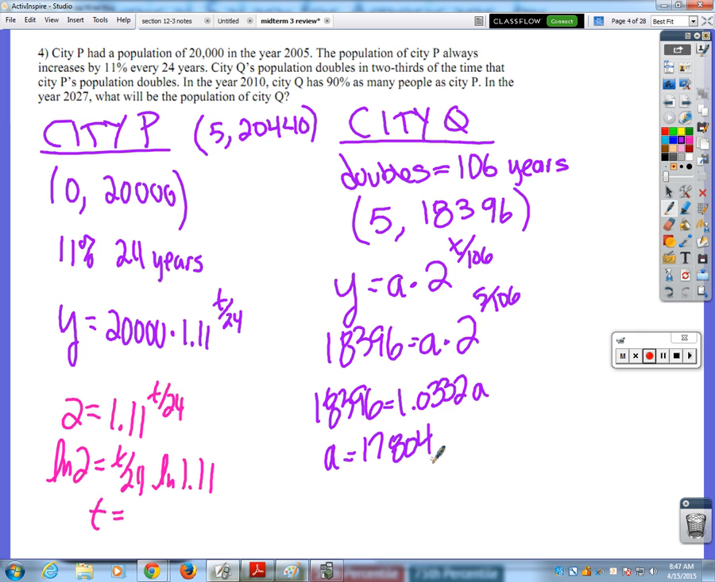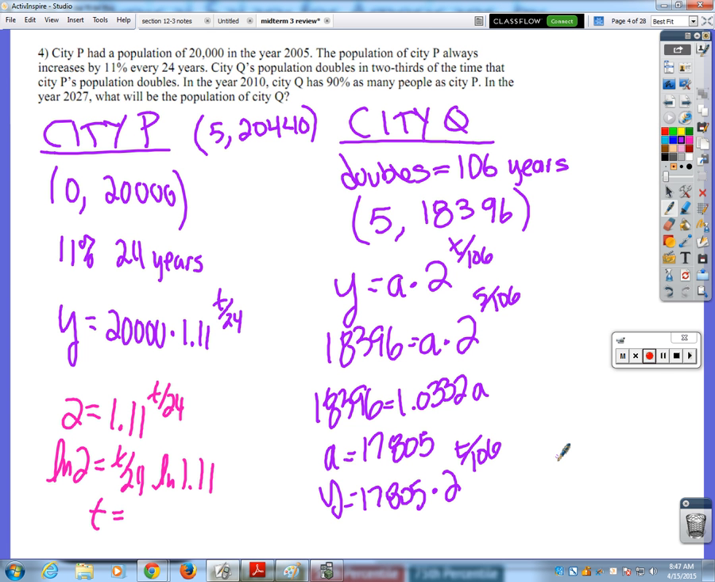17,804. Okay, so that's for city Q. So what'd you say? So Y equals 17,805 times 2 to the P over 106 is the equation for city Q. A lot of work, yeah. But now we're basically there.